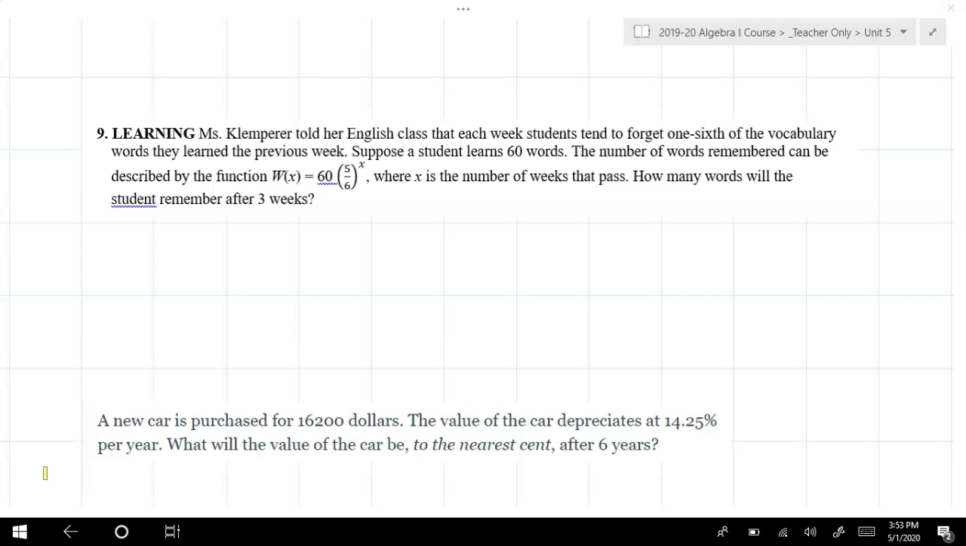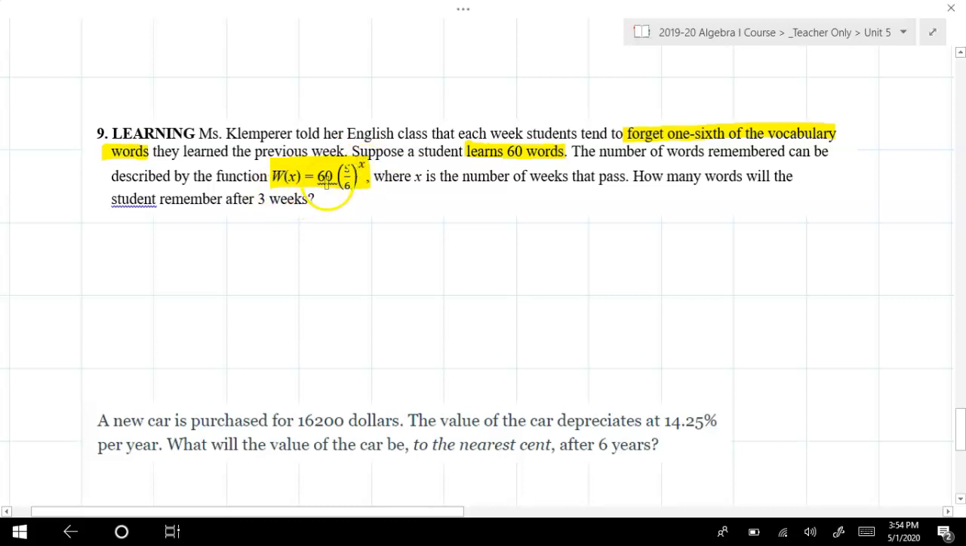All right, a couple more. Miss Kempler told her English class that each week students tend to forget 1/6 of the vocabulary words they learned the previous week. Suppose a student learns 60 words. The number of words remembered can be described by this function.